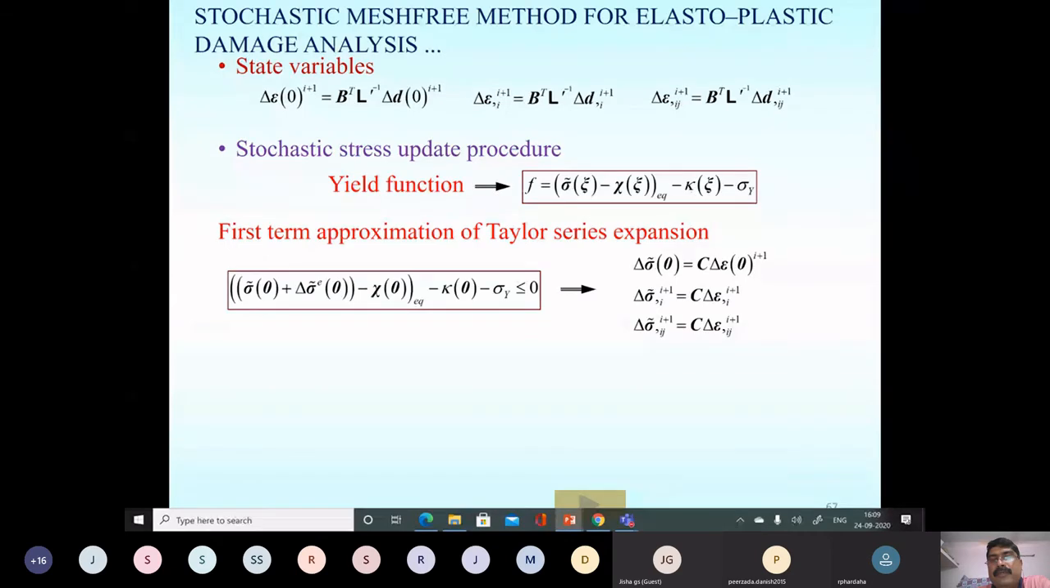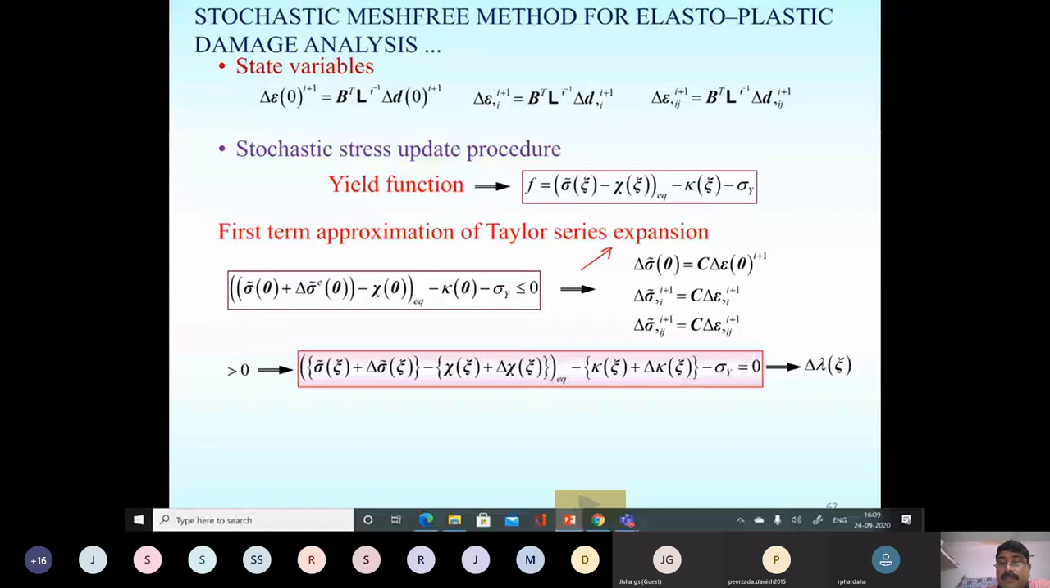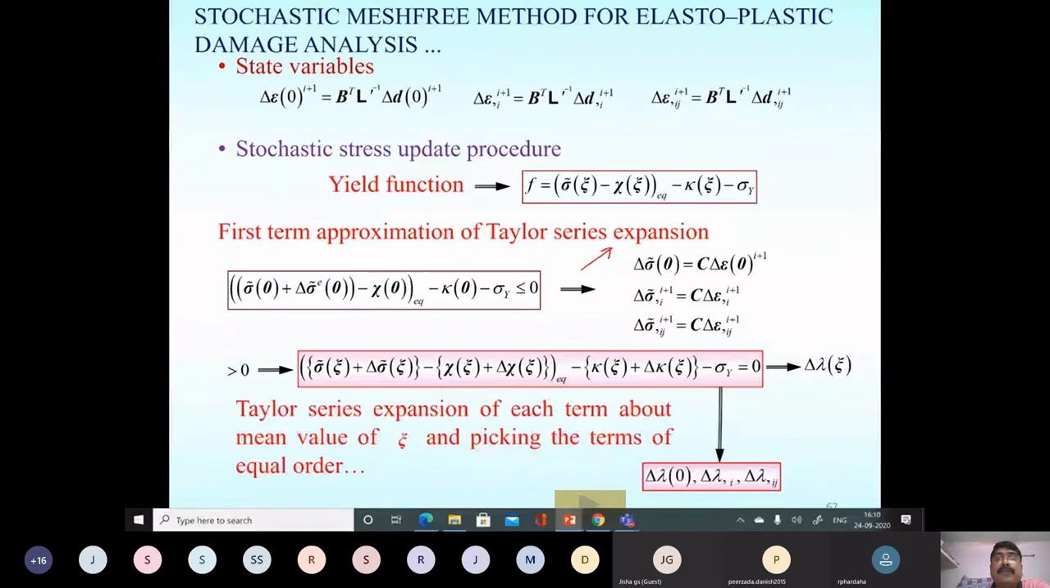Okay, so again you will have an issue here. So what we proposed is to use Taylor series expansion again with this. A stochastic stress state algorithm has to be proposed. So again use Taylor series expansion and find out the derivatives of lambda as well. Okay, so this is the final flow chart. You have a, and skip all these things.